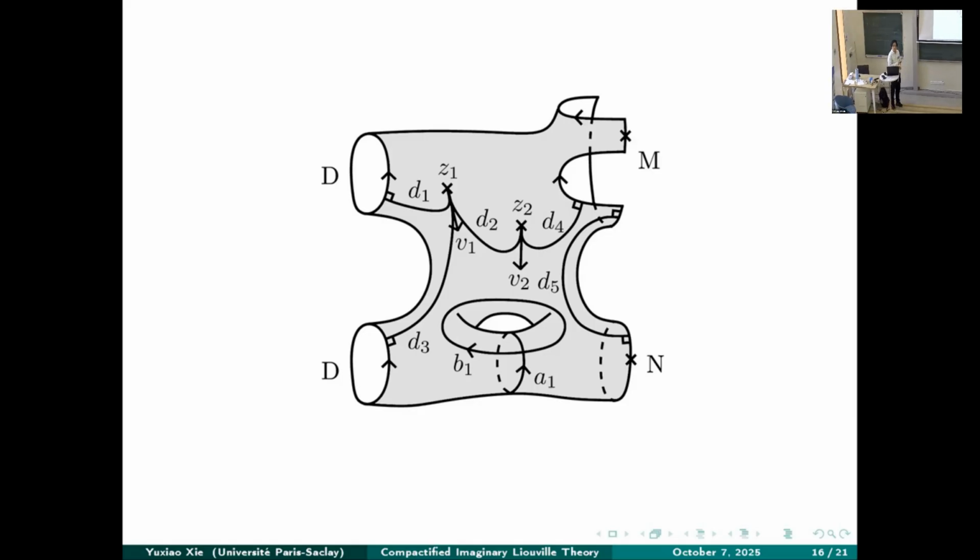Sorry, what do these corner points correspond to? How should I think about them? They're just the intersections between the Neumann part and the Dirichlet part. Do you have at these intersections field insertions that change the boundary conditions? Sorry? If you want to change a boundary condition from Dirichlet to Neumann, do you need to have a field insertion of a boundary field at this place?